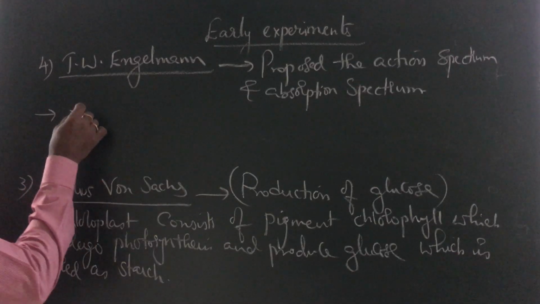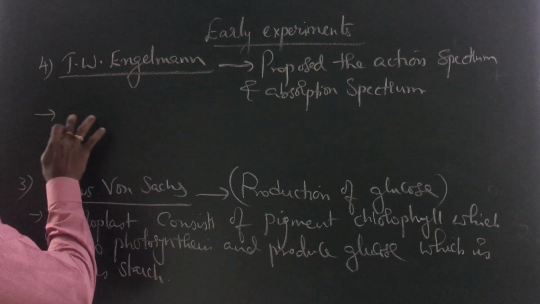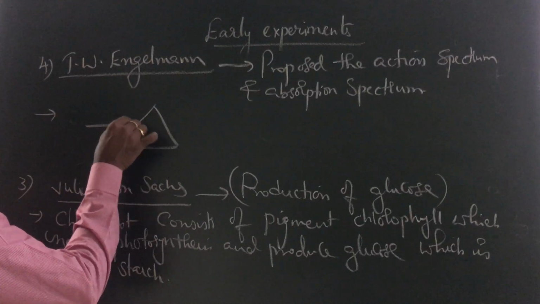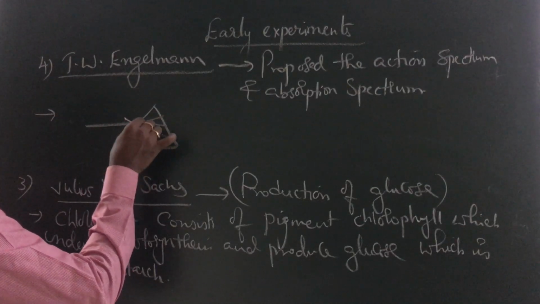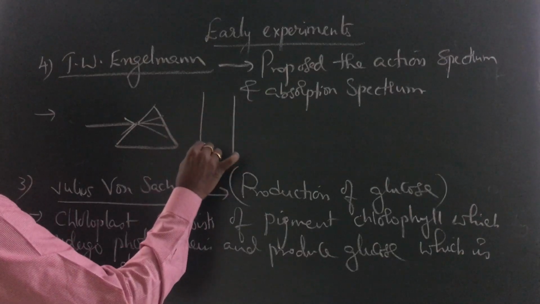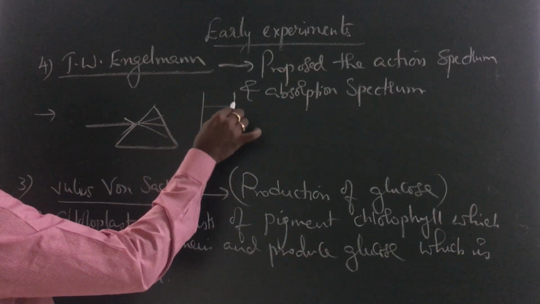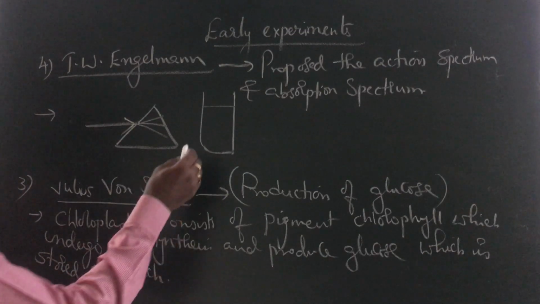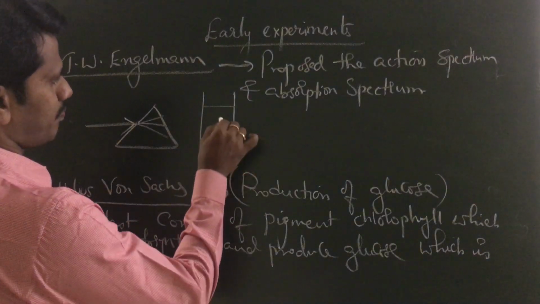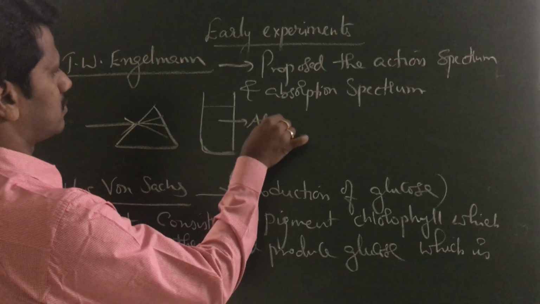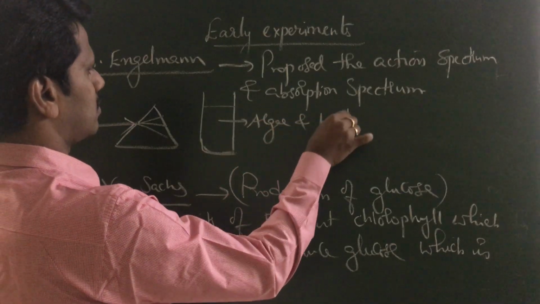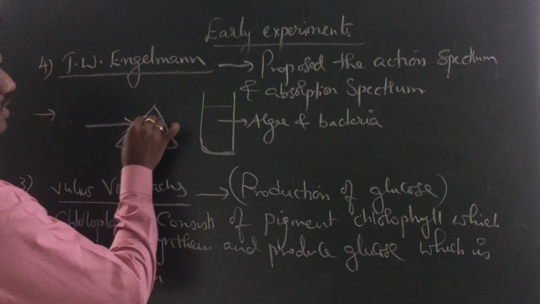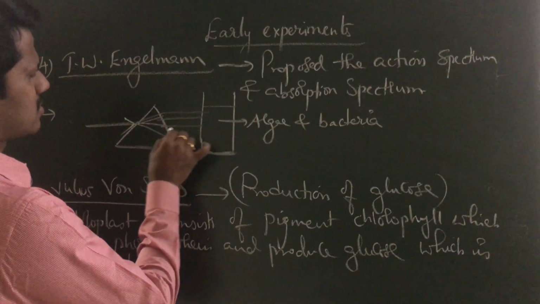He passed light through a prism, and in the water he placed the algae and bacteria. So here the sunlight falls on this.